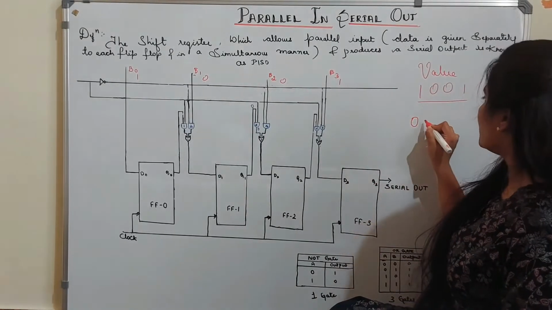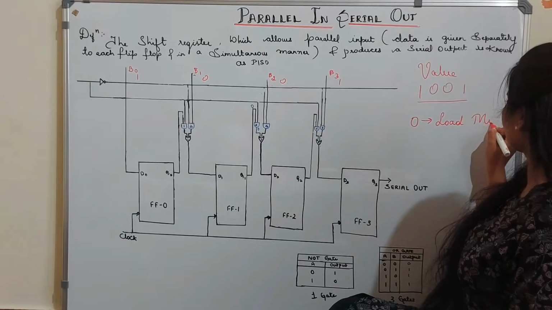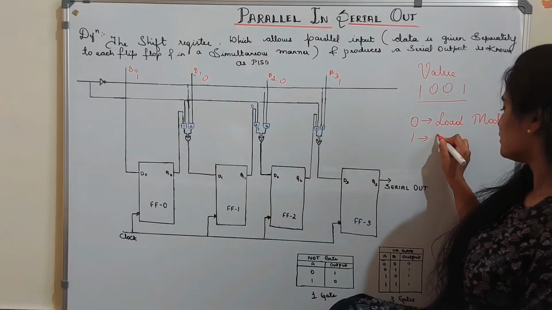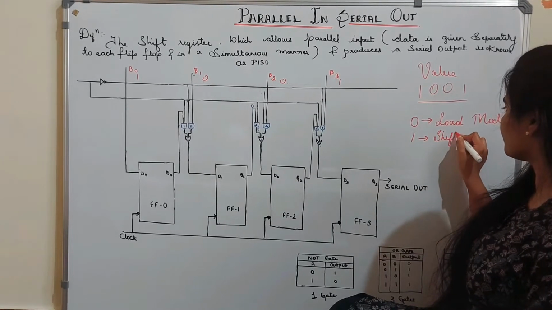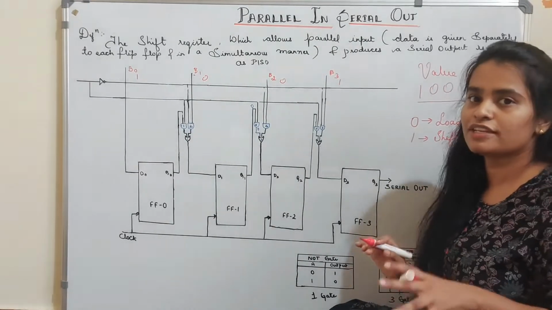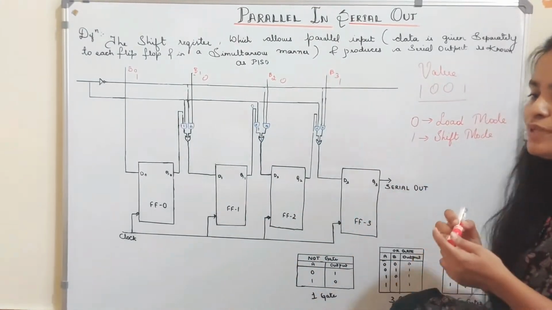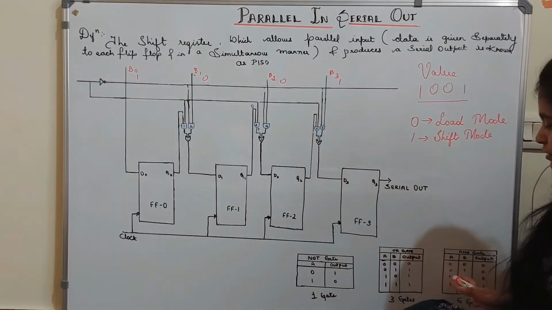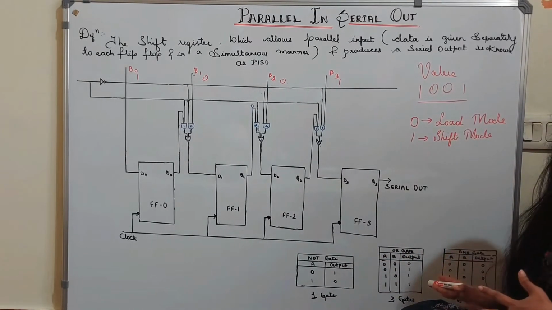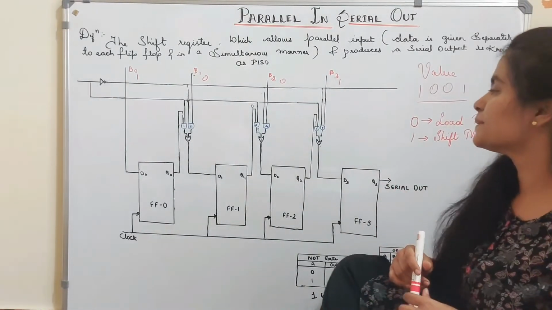When we give 0, it is load mode. And when we give 1, it is shift mode. So load mode and shift mode. Initially it gets loaded, later it gets shifted. Before we proceed with that, I wanted you all to look into the tables, that is the NOT gate, OR gate and AND gate. If you are very familiar with these gates, the working condition will be quite easy for you to understand. Okay, let's proceed.